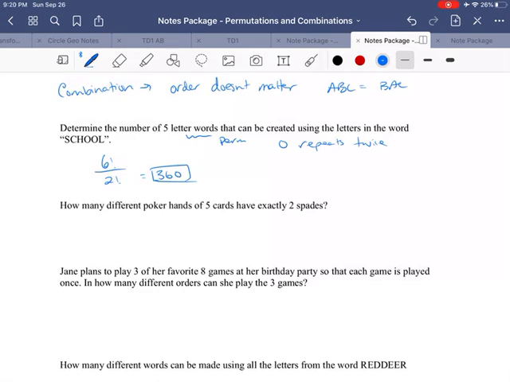How many different poker hands of 5 cards have exactly 2 spades? Okay. Now in poker, the order of the hands doesn't matter, so this is a combination question. So exactly 2 spades, so there's 13 spades, and we're choosing 2 of them. And we're going to multiply by 39 cards, the rest of the deck, choosing 3 of them. So 712,842.